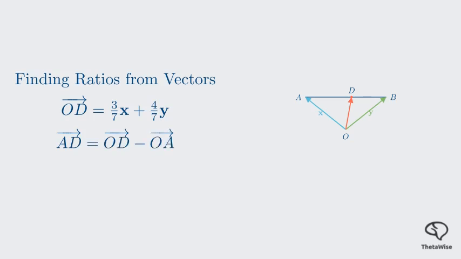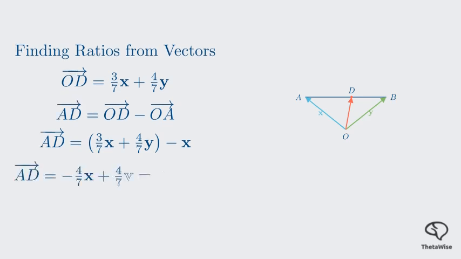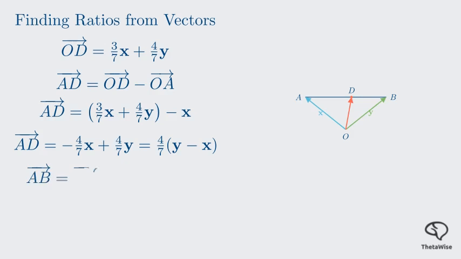To do this, let's look at the vector AD. We can find it using the path O to D minus O to A. Substituting our values, AD equals 3/7 X plus 4/7 Y minus X. This simplifies to negative 4/7 X plus 4/7 Y, or 4/7 times the quantity Y minus X. Now let's look at the full vector AB. It is OB minus OA, which is Y minus X.